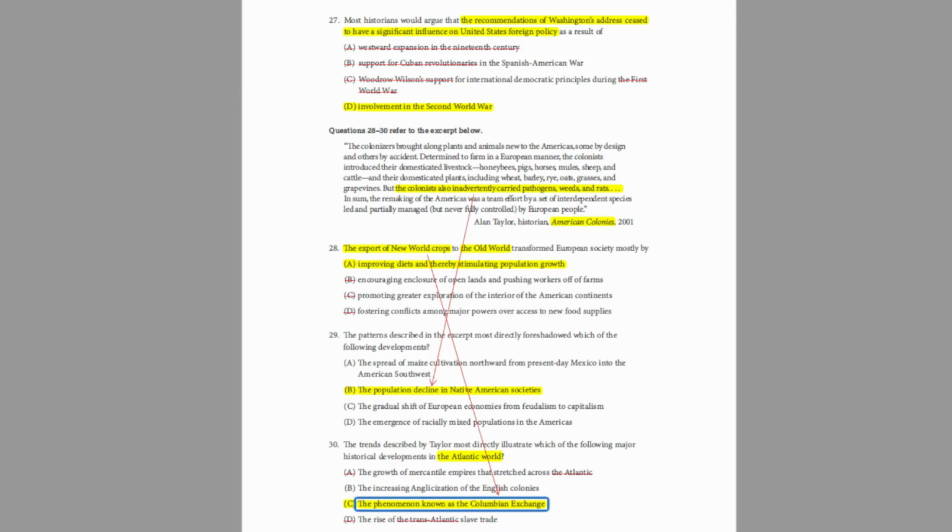Even if you didn't know what Atlantic world means, you could still work backward from question 28, which talks about New World crops affecting the Old World, a central feature of the Columbian Exchange. Once again, be wary of choices like A and D that use distractors such as Atlantic or transatlantic, since the question is specifically about the Atlantic world. In other words, if A and D were the correct answer, it would be too easy.